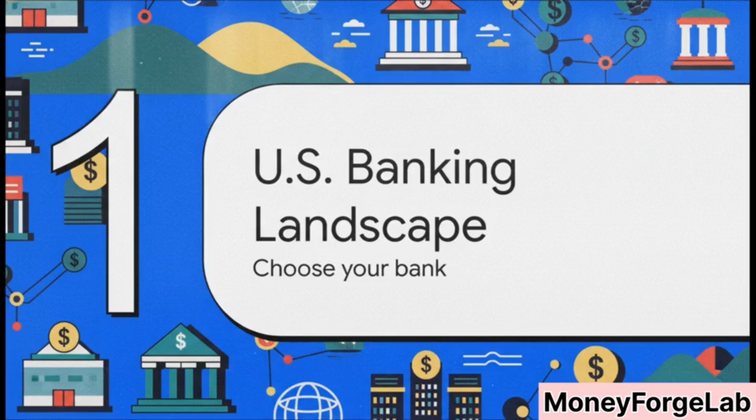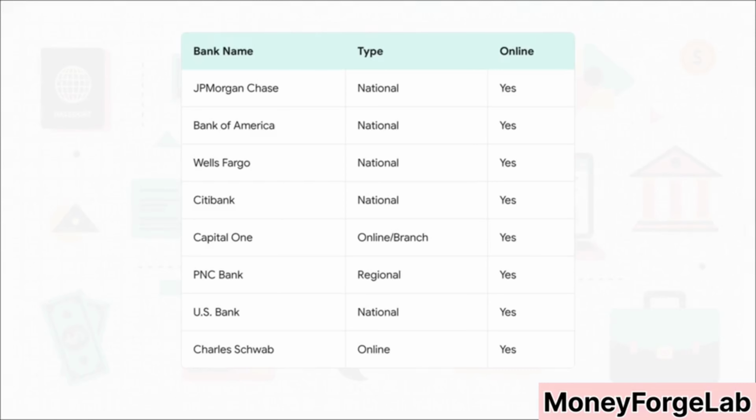All right, Section 1, the U.S. banking landscape. Let's start by figuring out the right financial institution to actually hold your money. Okay, let's dive into this. When you're choosing a bank, you basically have three main tiers. You've got your massive national giants. Think JP Morgan Chase, Bank of America, Wells Fargo, Citibank, and US Bank.